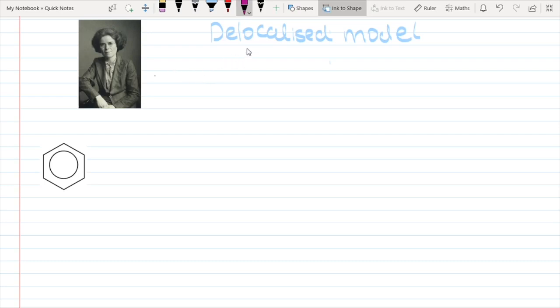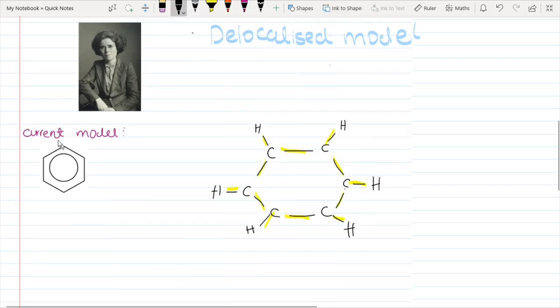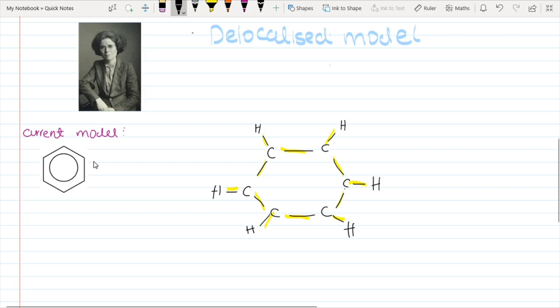So it is proposed by Kathleen Lonsdale, and it is sometimes referred to as Lonsdale's benzene. Lonsdale suggested that a benzene ring actually has a flat planar shape with a delocalized ring in the middle. So if I just zoom into this structure and really focus on how the delocalized ring is formed, firstly, the bonds highlighted in yellow are the sigma bonds.